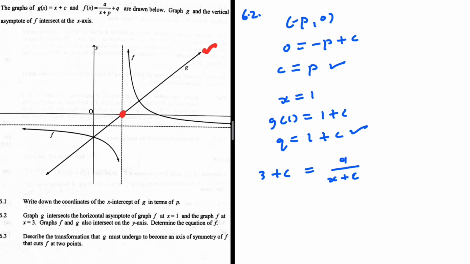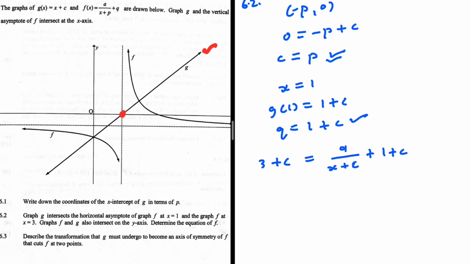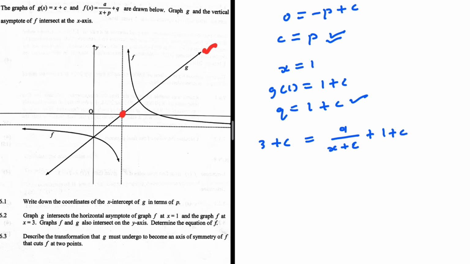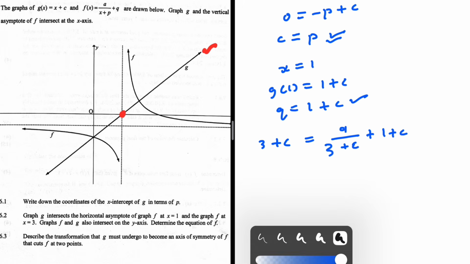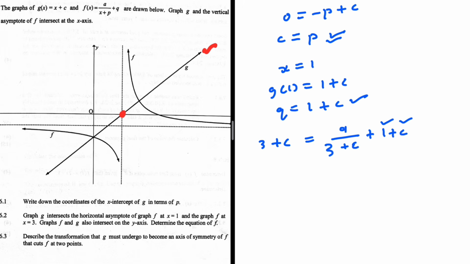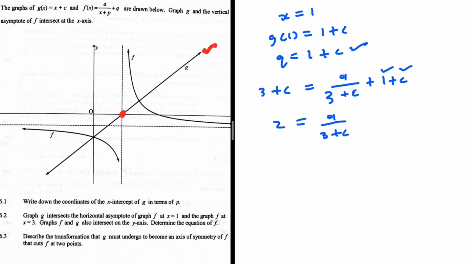I want you to realize something. In place of p, I've replaced that with c because I've said that c equals p. And then plus, in place of q, I'm going to substitute 1 plus c. So where are we going with this? This happens at x equals 3, so I don't have to write x, I can write 3 there, because it's when x equals 3 that they're equal. If we take 1 and c to the left hand side, we get 2 equals a divided by 3 plus c.